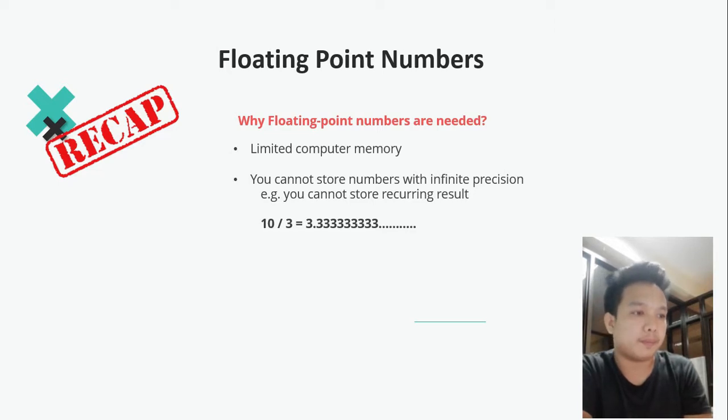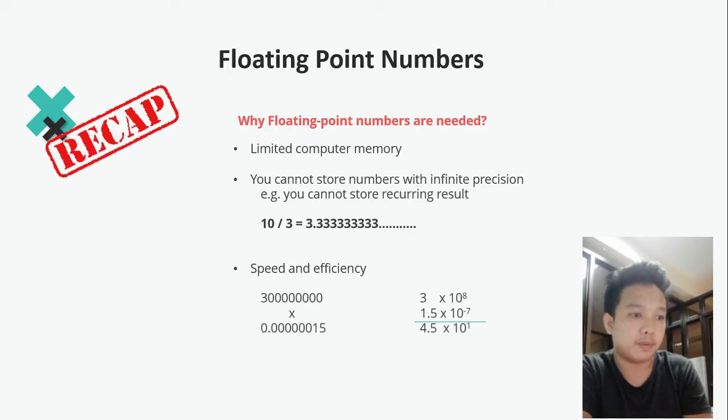For example, if I were to multiply 30,000,000 by 0.00000015, it will take you a long time to do that. Rather than that, using floating point numbers, you can easily multiply the numbers. For example, in this significand format, you can easily determine how to multiply the values actually.